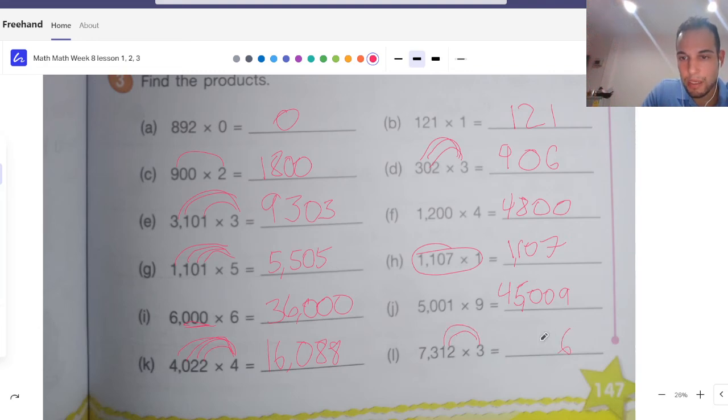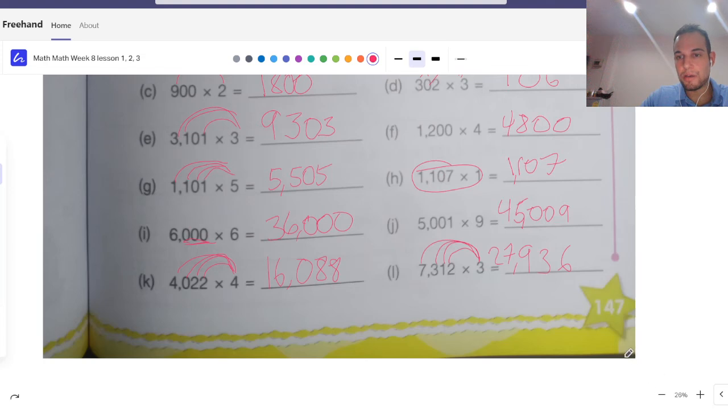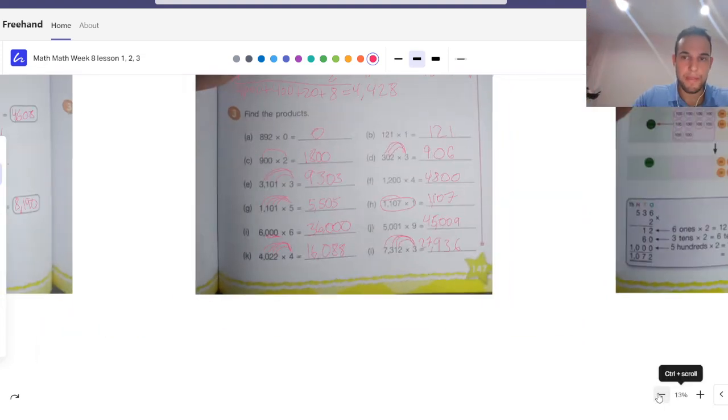3 times 1 is 3. 3 times 3 is 9. And 3 times 7 is 27,000. Okay, it'll be a little bit harder if we have to regroup, and that's what we're going to start today, regrouping.